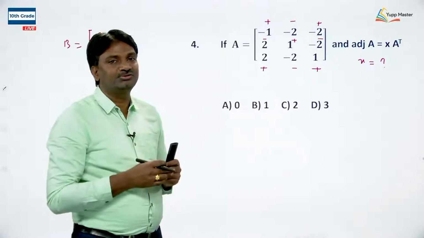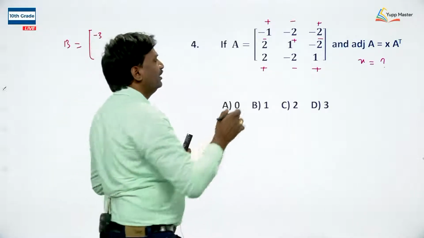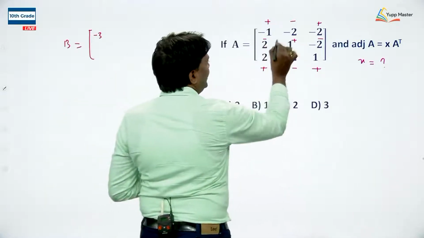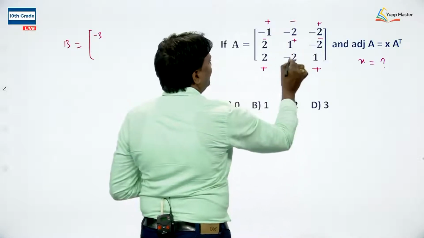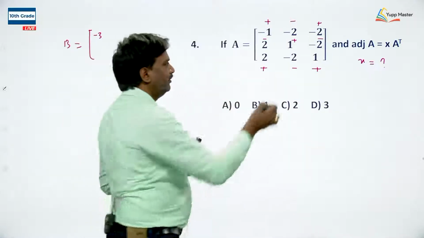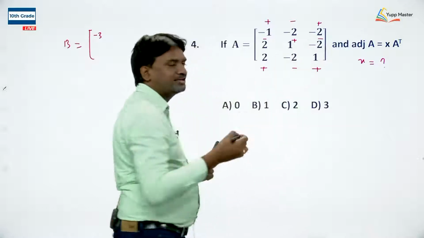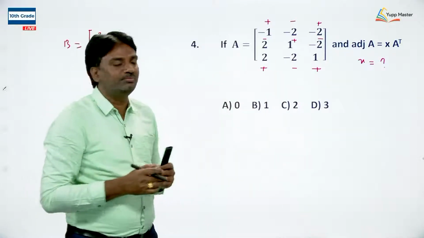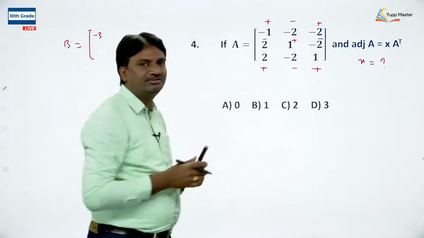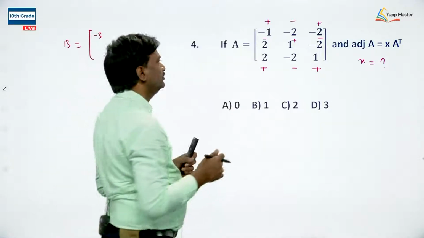Okay. So, here adjoint of A. First, let us find the cofactor matrix of A. Eliminate the row and column containing minus 1. The remaining elements are 1 minus 2, minus 2 1. 1 into 1, 1, minus 2 into minus 2, plus 4. 1 minus 4 is minus 3, but here the sign is plus. So, plus into minus is minus. So, that is minus 3.